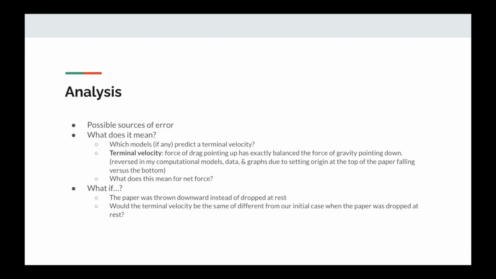A possible source of error in my predicted Tracker data is that I was the one dropping the piece of paper, so there was room for human error that would have altered our initial conditions. Also, if only gravity were acting on the paper, then it would have fallen straight down, but instead it starts veering to the side as time progresses. So although we assumed air resistance to be 0, this is definitely not the case.